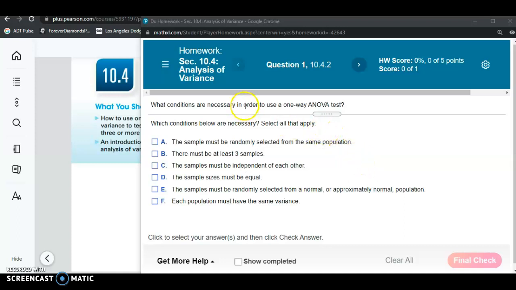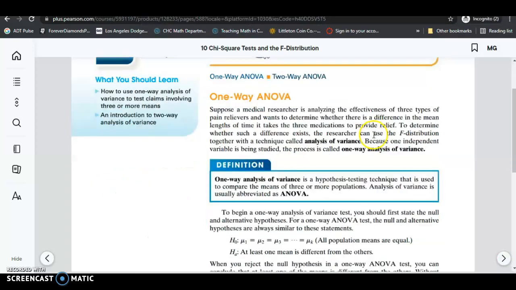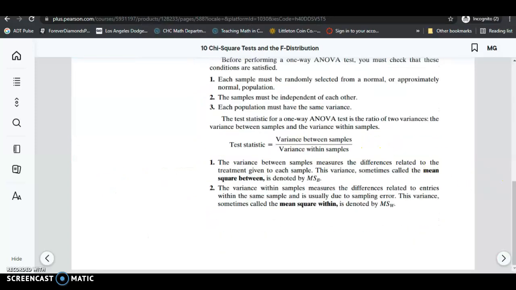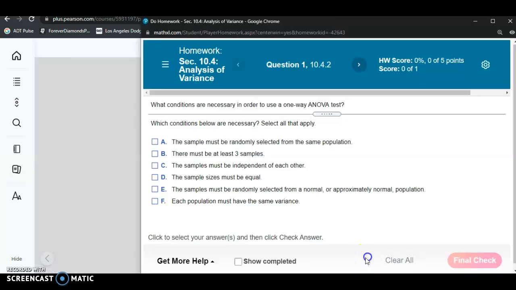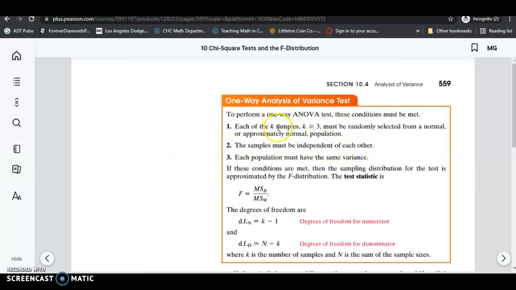Well, students, in this video, we're going to cover at least one example from the homework in section 10.4 on analysis of variance. So I encourage you to read the section carefully so you can answer that first question, which asks, what conditions are necessary in order to use a one-way ANOVA test? Select all that apply. You can find the conditions on page 559.